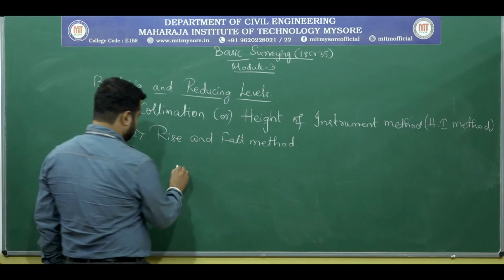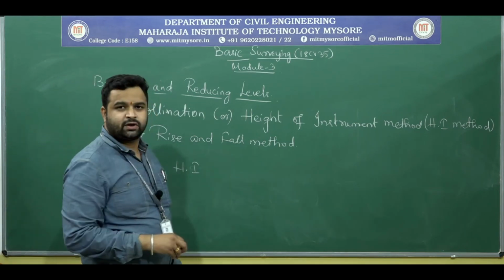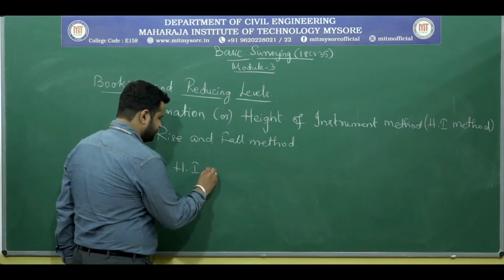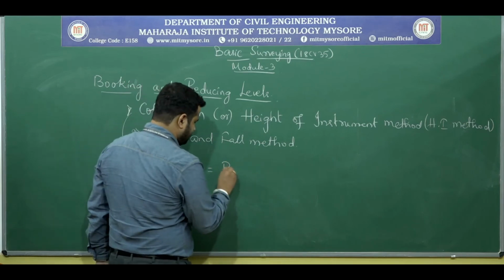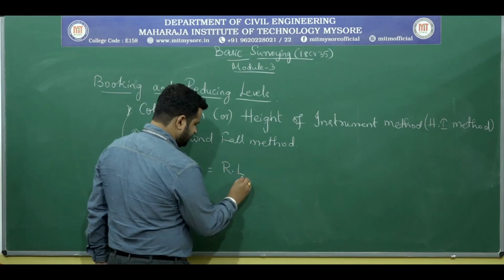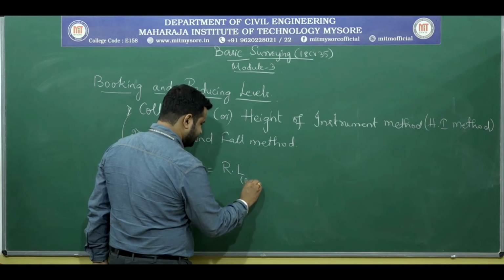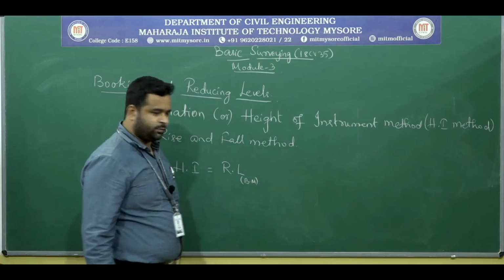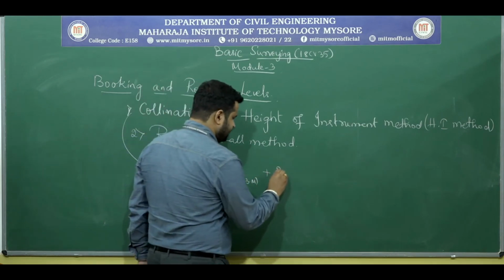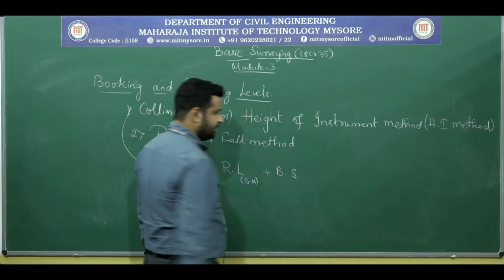Okay, so now the first method. How can you calculate the height of instrument? Height of instrument is obtained by adding the elevation of the known point, that is the benchmark or first point, plus the backsight. Okay.